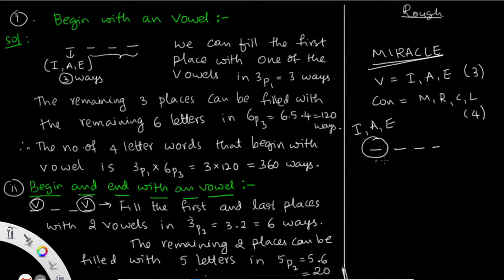How many are there? 3. So we have to write in the mathematical language, that is 3P1. That is nothing but 3 ways. So this is the first place with either I, either A, either E. How many ways? Nothing but 3 ways.